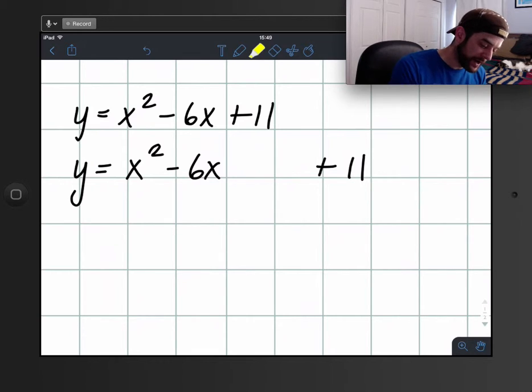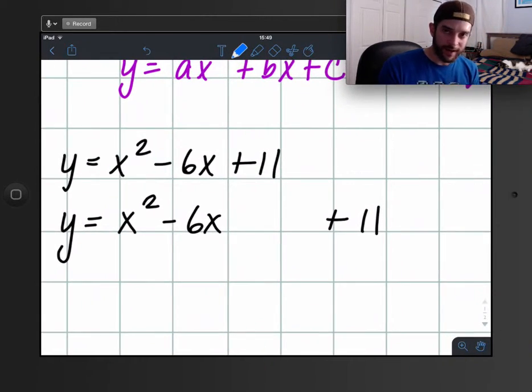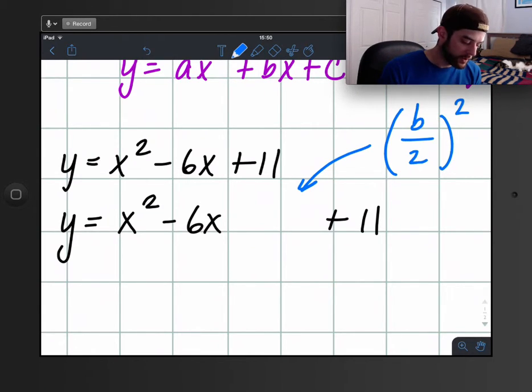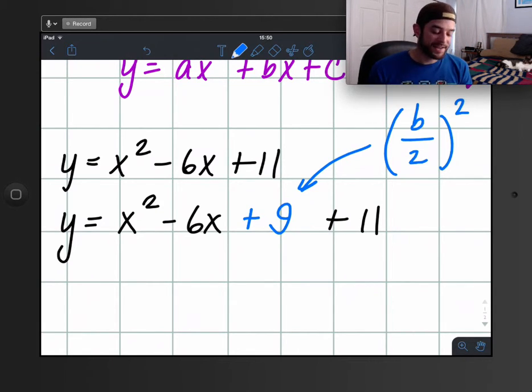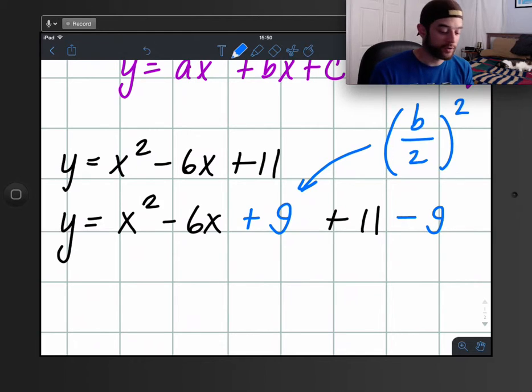And what do I add, you ask? Since this is in standard form with an a, b, and a c term, I'm going to add b over 2, or half of b, squared. And for this example, our b is negative 6, so half of negative 6 is negative 3, and negative 3 squared is 9. But I can't just add a 9. I have to keep the right side of this equation balanced. So if I add a 9 to balance it out, I subtract a 9 on the end. So all I really did was add 0.